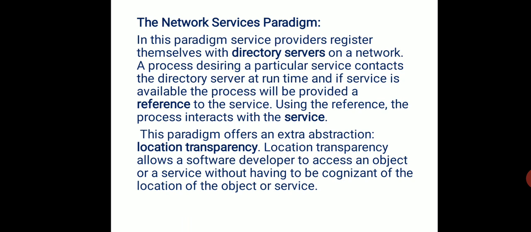So this paradigm offers an extra abstraction, that is location transparency. Location transparency allows a software developer to access an object or a service without having to be cognizant of the location of the object or service. That means here the developer will not come to know exactly where the object is located. That is location transparency.